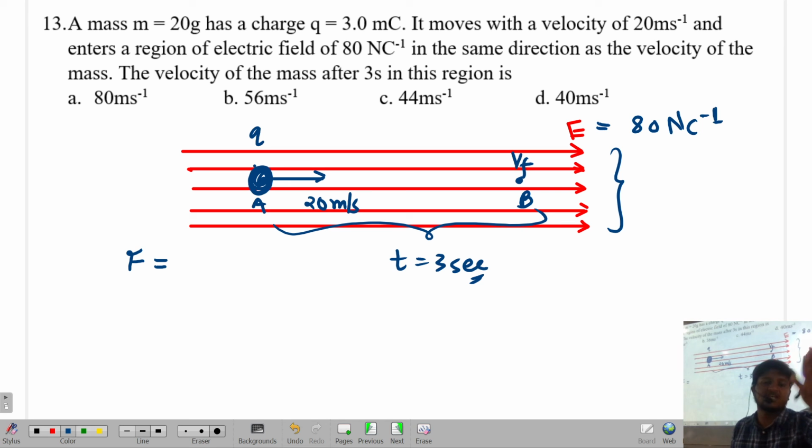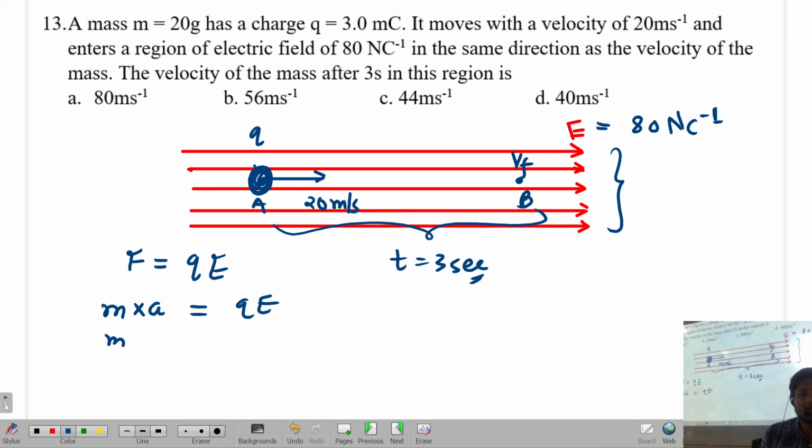What is the force over here? Which charge is moving? Q. It is placed in electric field E. So force is what? Force formula: mass into acceleration, which equals Q into E. Mass times final velocity minus initial velocity divided by time is equal to what?